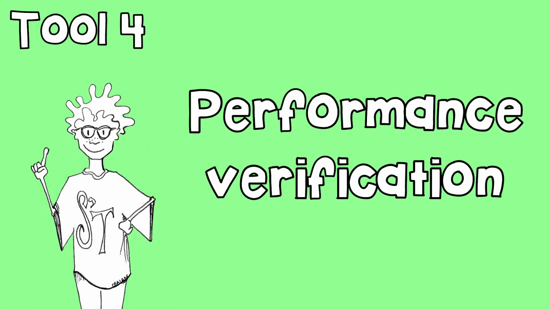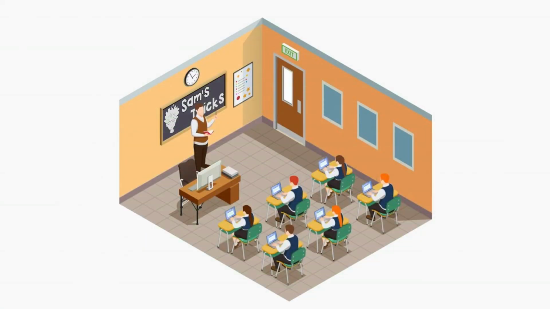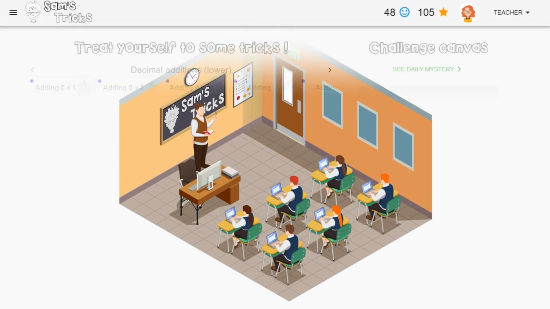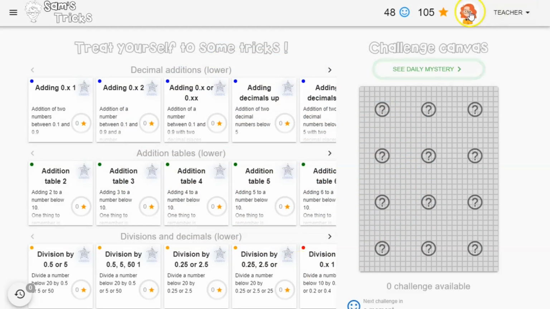Tool number 4, Performance Verification. At some point, you might want to be sure that your students are solving tricks without any outside help. Sam's Tricks offers a simple verification system which you can use to let the app know that you are physically supervising students and can attest that they are not cheating in any way. The Verification Center is located in your avatar menu.